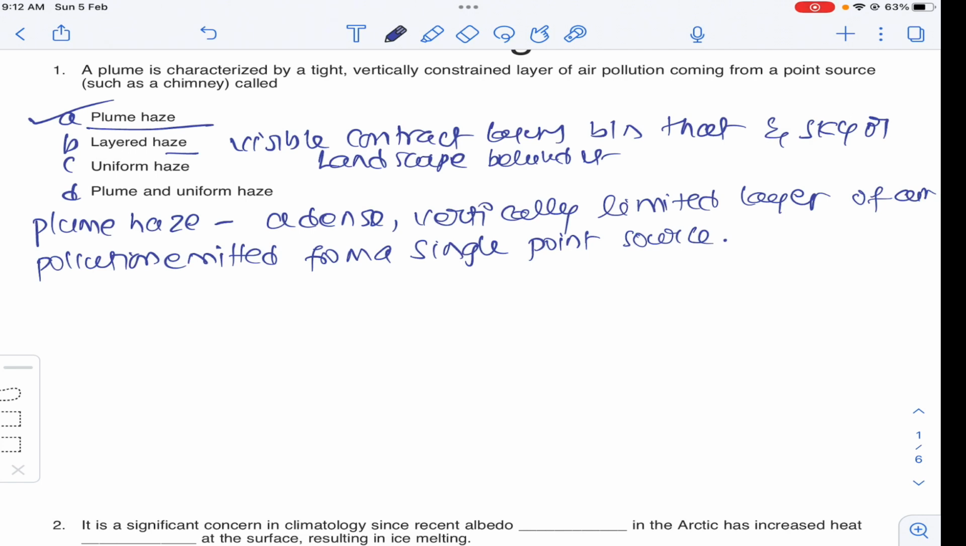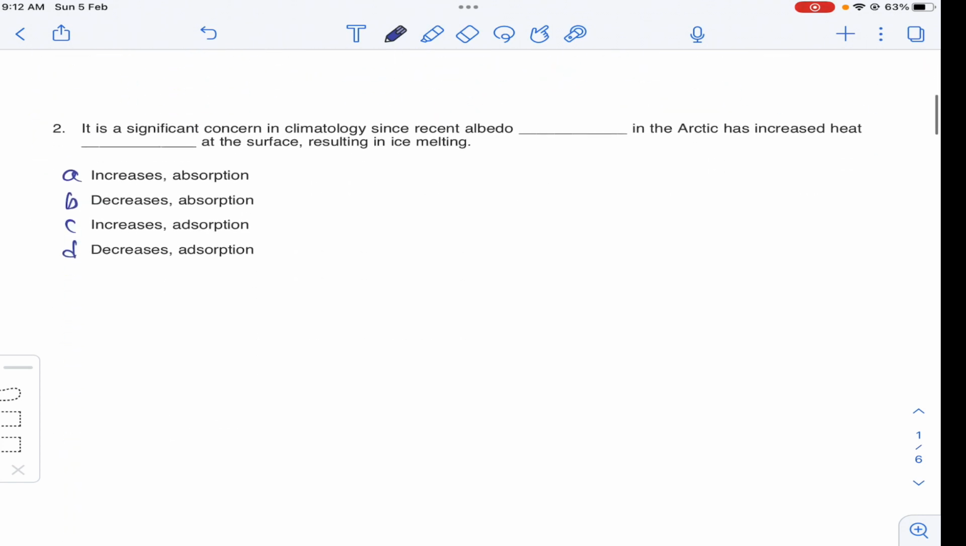So in unstable atmosphere, plumes and layers mix with the surrounding atmosphere. So when plumes and others are mixed with the atmosphere, then it will create uniform haze. So for question 1, answer A. That is, it is a dense vertically limited layer of air pollution emitted from a single point source. So when the source is a single point, it is called a plume haze. Answer A for question number 1.